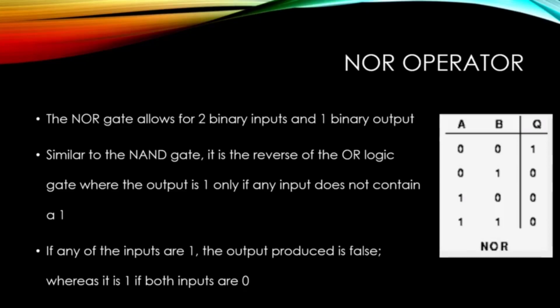The NOT OR gate allows for two binary inputs and one binary output. It is similar to the NOT AND gate, such that it is the reverse of the OR logic gate, where the output is 1 only if none of the inputs contains a 1. As displayed in the truth table on the right, the output Q is only true, and it only outputs a signal, if both inputs A and B are 0. Yet if either is 1, then the overall output Q will be 0.